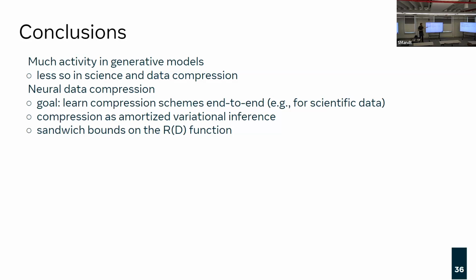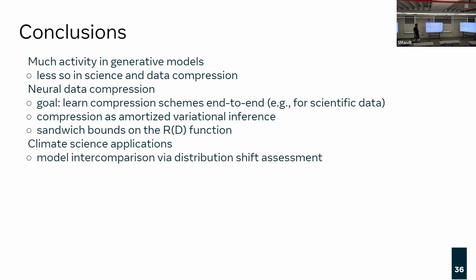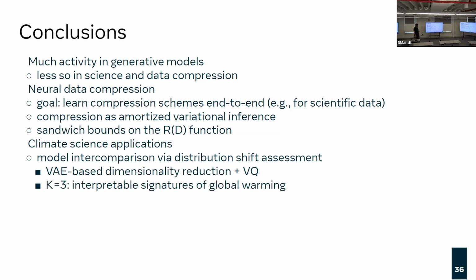We also talked about the connections between variational autoencoders and end-to-end learned compression schemes, and that in some sense, when you derive learned compression methods from first principles, you will always end up with a type of variational autoencoder. We also talked about sandwich bounding the rate distortion function using similar methods. I also talked about climate science applications, where we talked about model intercomparisons as distribution shift assessments, where we work with a combination of vector quantization with variational autoencoders. And for k equals 3 clustering, we got interpretable signatures of global warming.